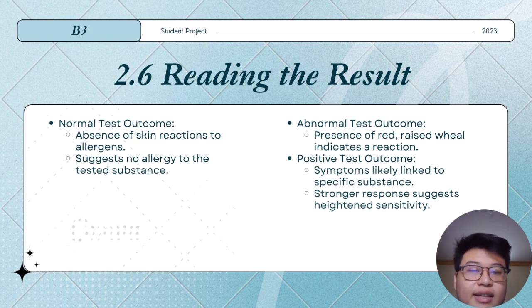But on the other hand, if the test is classified as abnormal, the skin will show redness, rash, wheal, urticaria, and this indicates a reaction. These reactions mean the patient is positive. The patient is linked to specific substances and the patient is allergic. And the stronger response suggests higher sensitivity to the substances that we test. Maybe that's all from me.